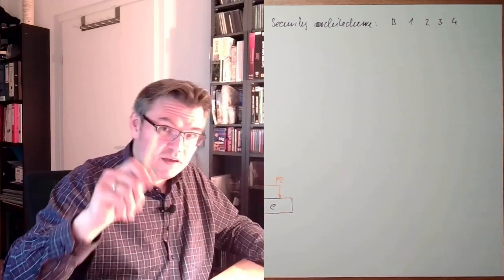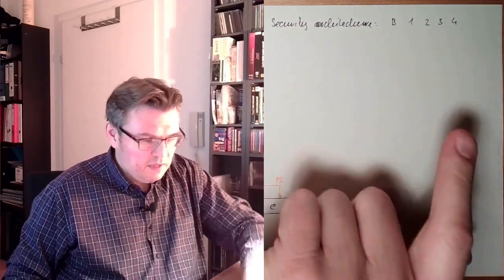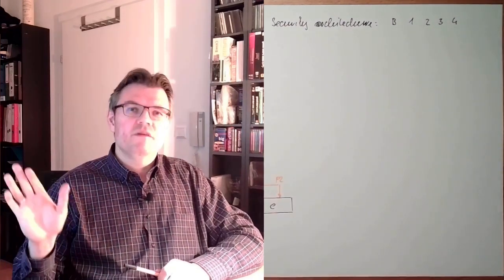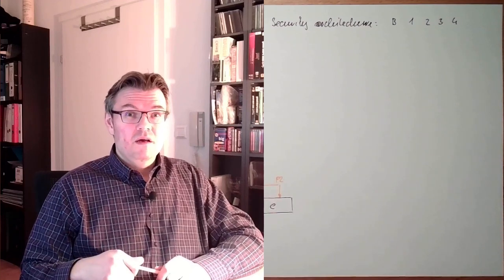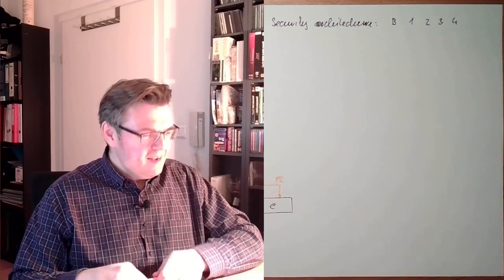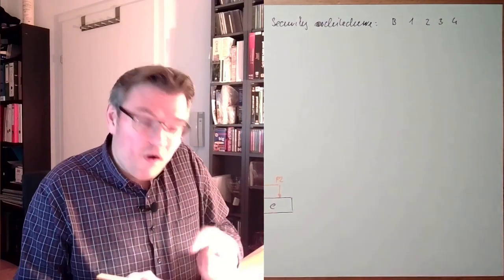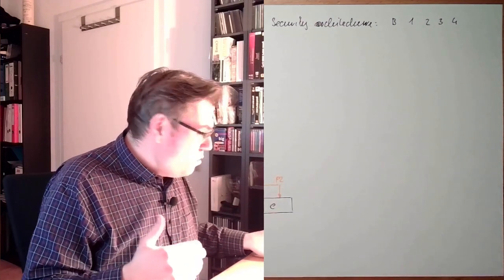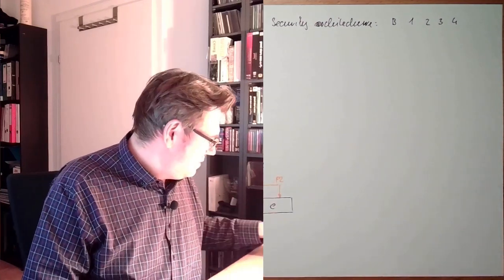What security architecture means, we will see in later videos. B simply means just cover the function, not care about it and hope for the best. That's one thing which will have influence.